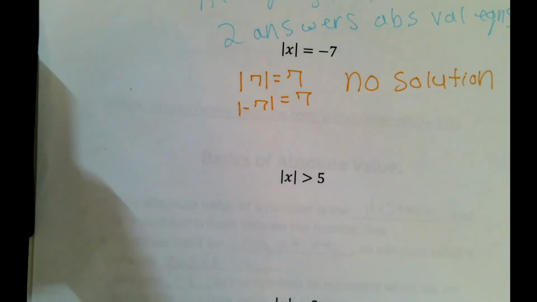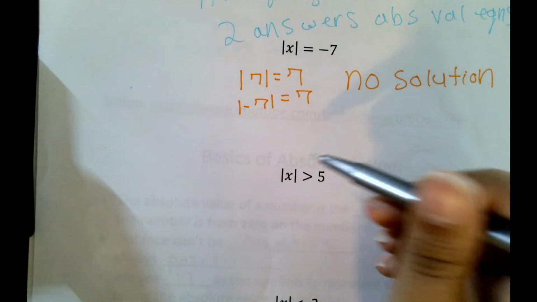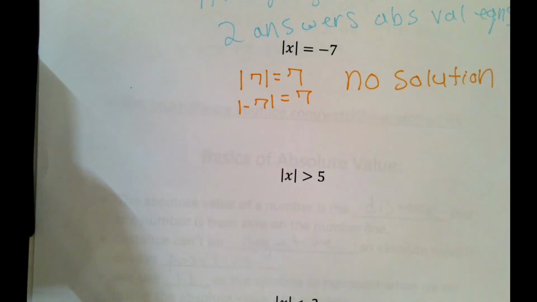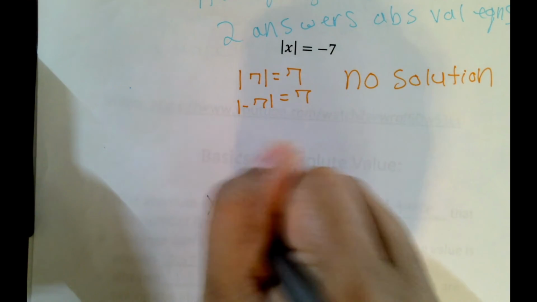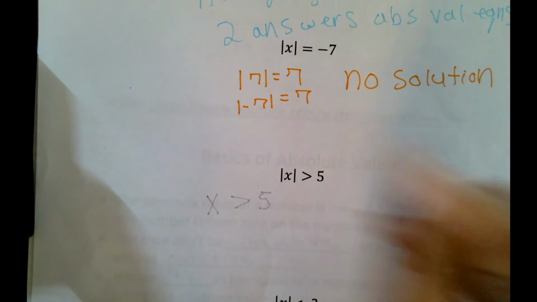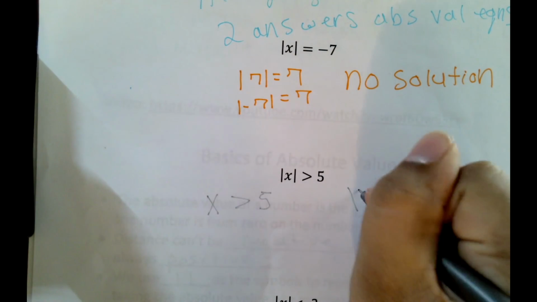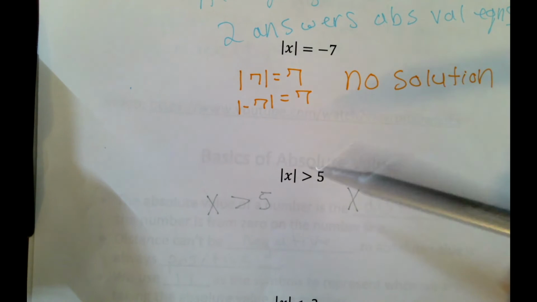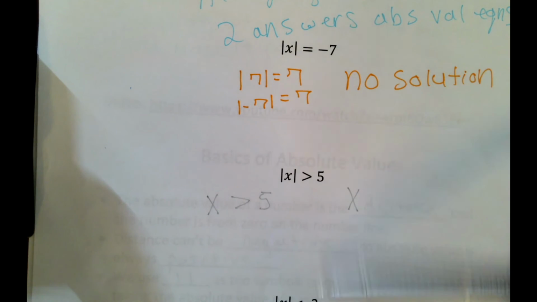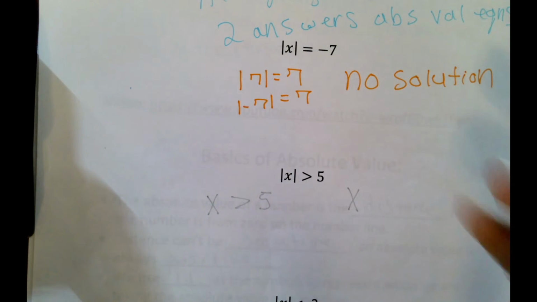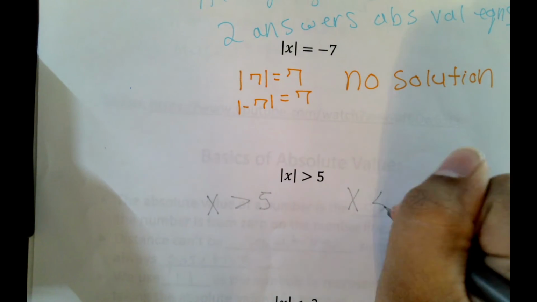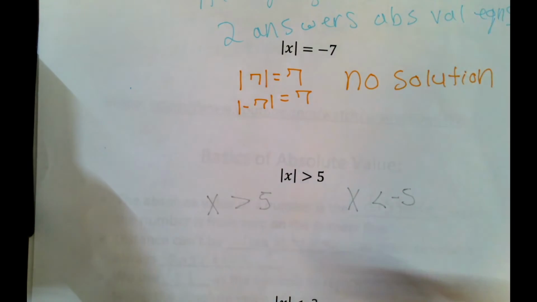All right, now let's talk about some inequalities. Alrighty, so if we want all the numbers bigger than 5, well, anything we plug in, 6, 7, 8, 9, onward, it's going to work. So all numbers bigger than 5 is going to work, right? Okay, but also numbers less than negative 5 will work, because if I plug in a negative 6, that's going to work. Negative 7, that's going to be 7. Negative 8, that's going to be 8. So all numbers less than negative 5 will also work.